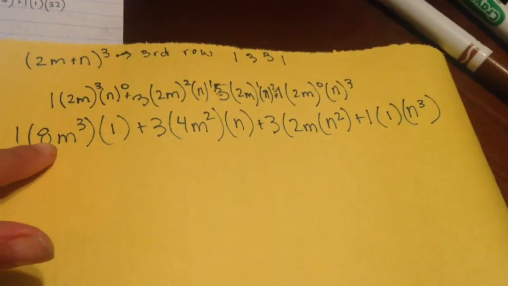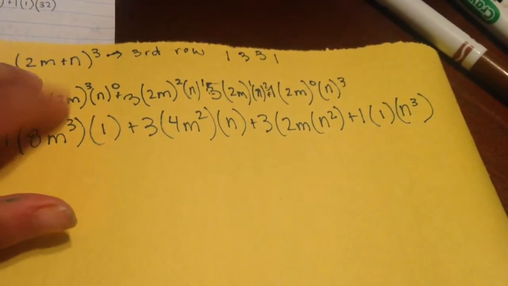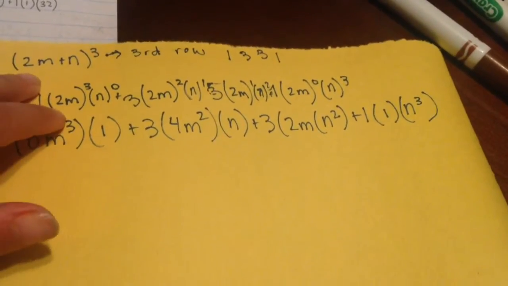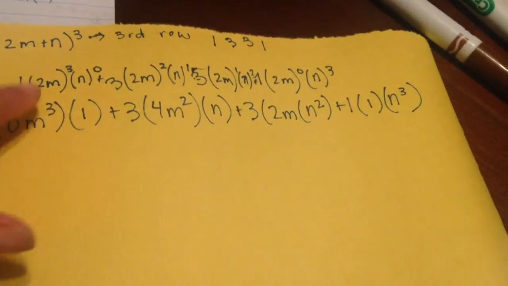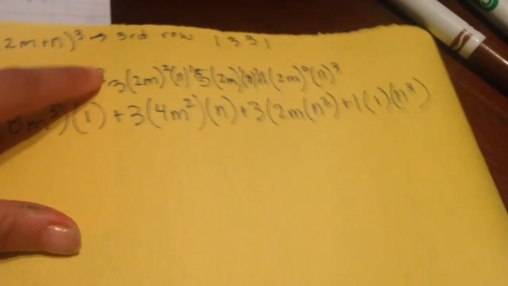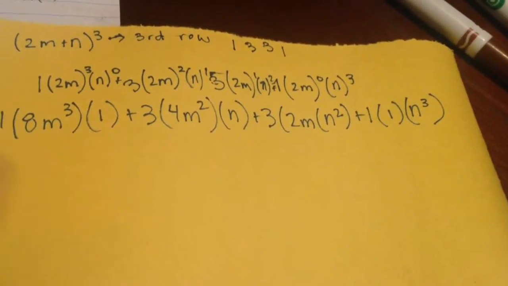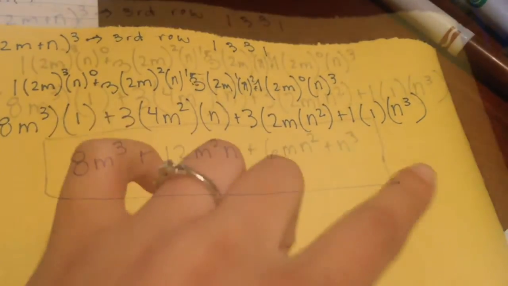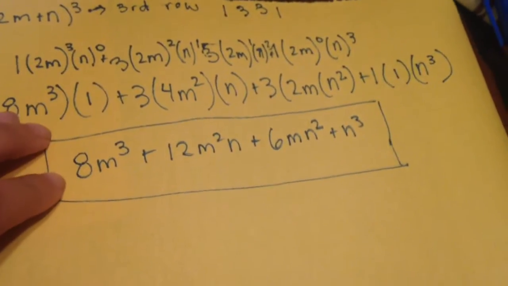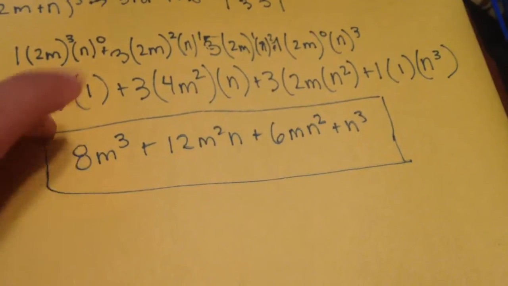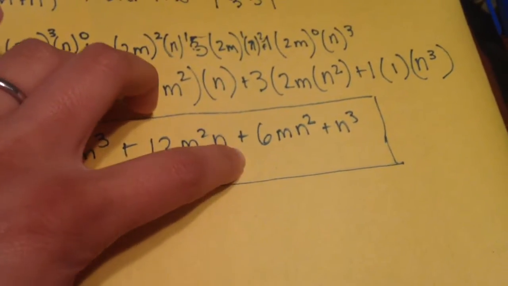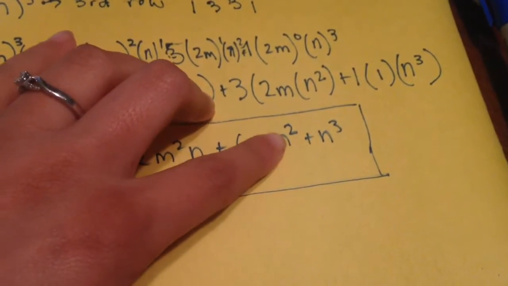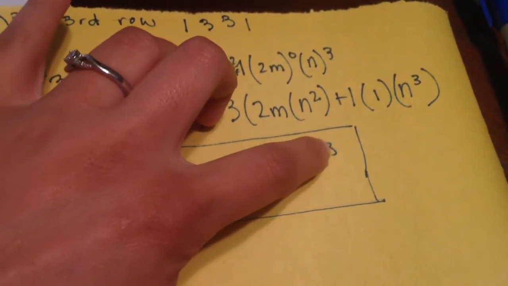Then we're just going to solve for this. 2 to the third power, we know, is 8. And 8 times 1 is still 8. Same thing: anything to the 0th power is 1. So with that, we're just going to solve for each one of these. That will result in this answer: 8m³ plus 12m²n plus 6mn² plus n³.